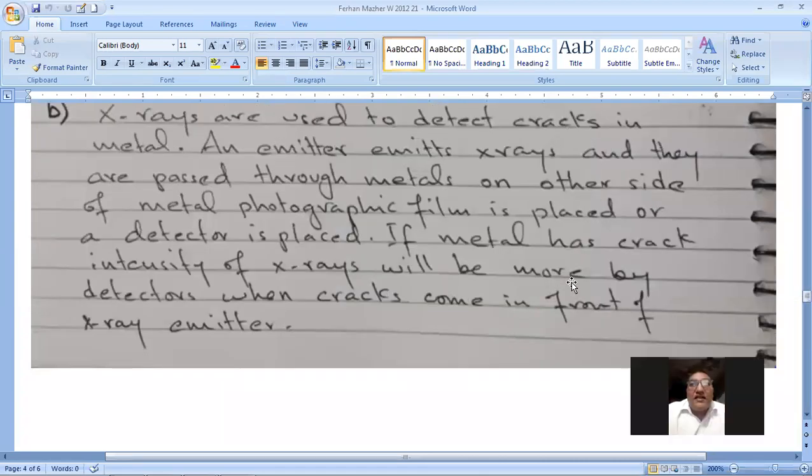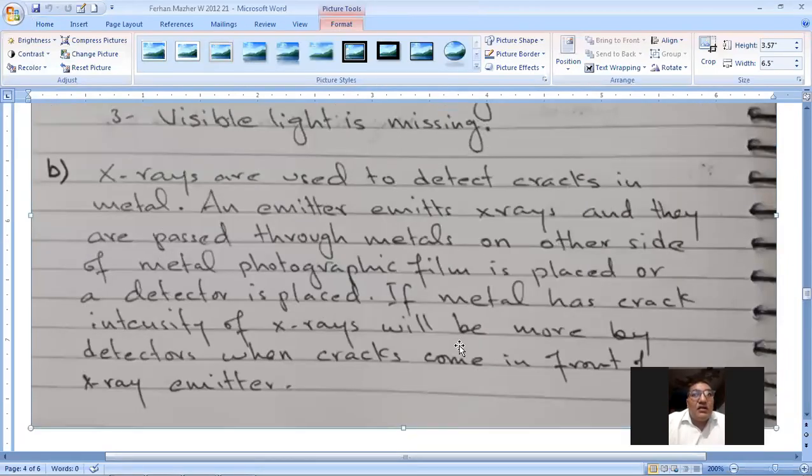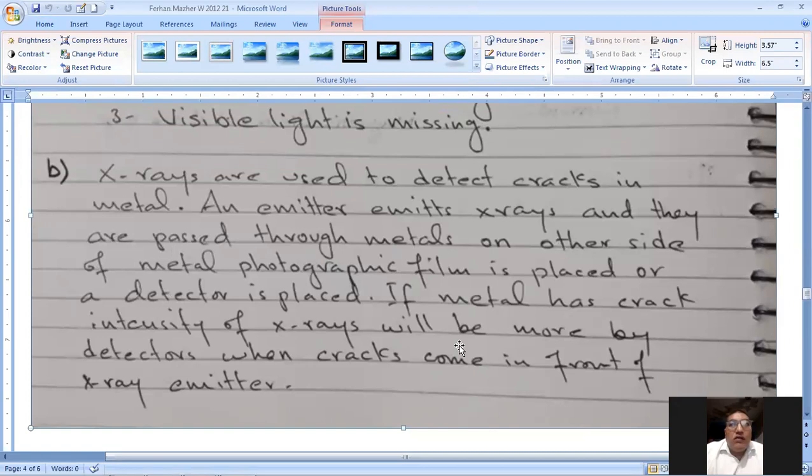Okay, little lengthy answer. X-rays are used to detect cracks in metal. An emitter emits X-rays and they are passed through metals. On the other side of the metal, photographic film or a detector is placed. If the metal has a crack, the intensity of the X-ray detected will be more when the crack comes in front of the X-ray emitter. You see? So in this way, you will be able to tell that there is a crack inside the metal.